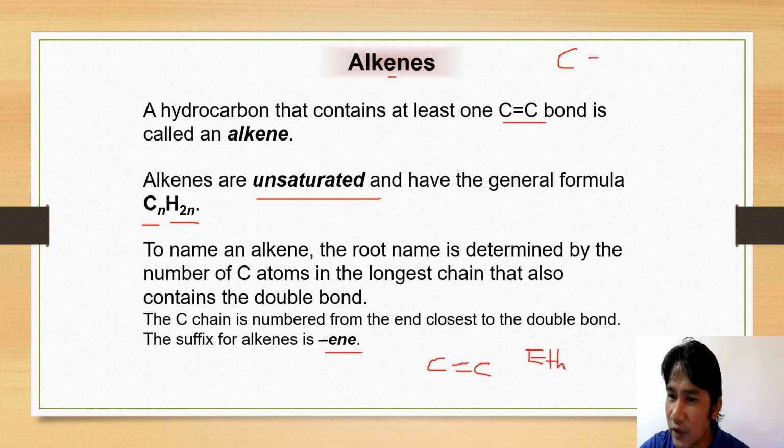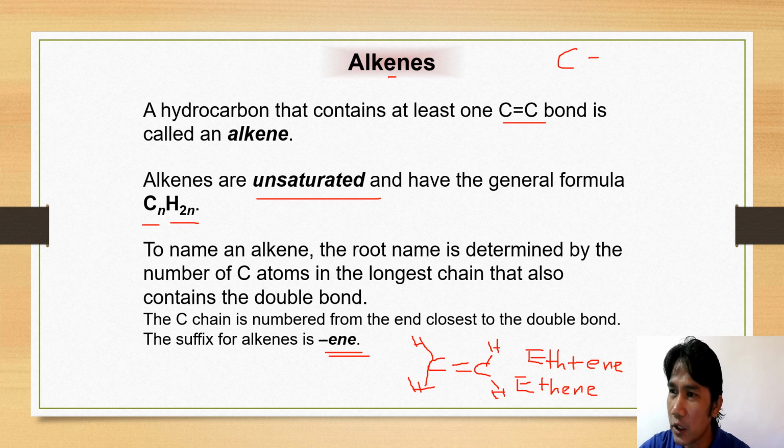Okay, and since alkene ends with ENE, so we add ENE from our root, so that becomes ethene. Okay, ethene. Ethene is a carbon-to-carbon double bond, and each carbon has 2 hydrogens. Okay, has 2 hydrogens. Still, the carbon atoms have 4 bonds.